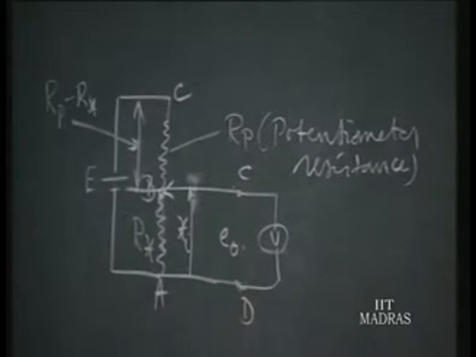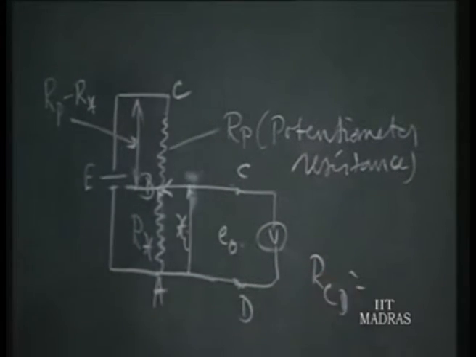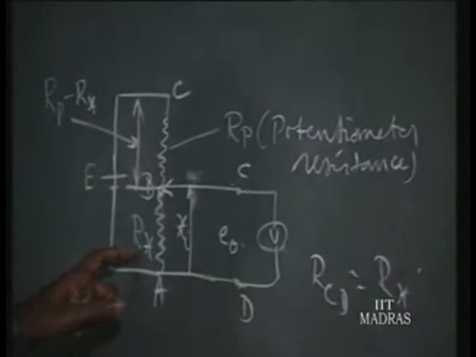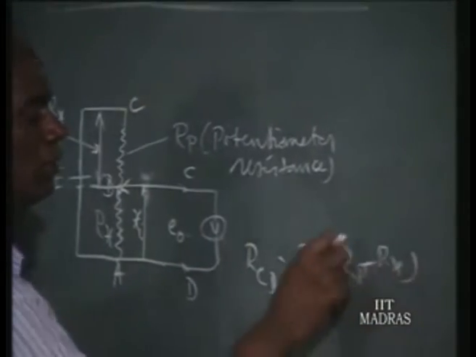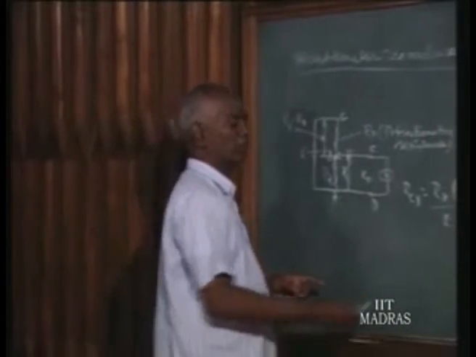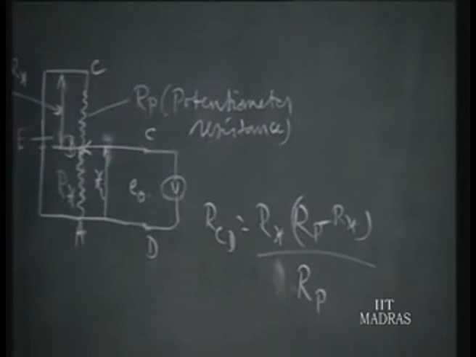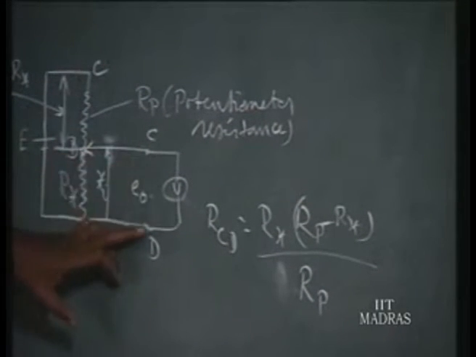So here we find the equivalent resistance RCD. You have 2 paths, one through this and another through the other one, because we are short circuiting the battery source. So one path is through Rx, the other path is Rp minus Rx, divided by Rp minus Rx plus Rx, giving rise to Rp alone. So this is the equivalent resistance of this potentiometer circuit across CD.